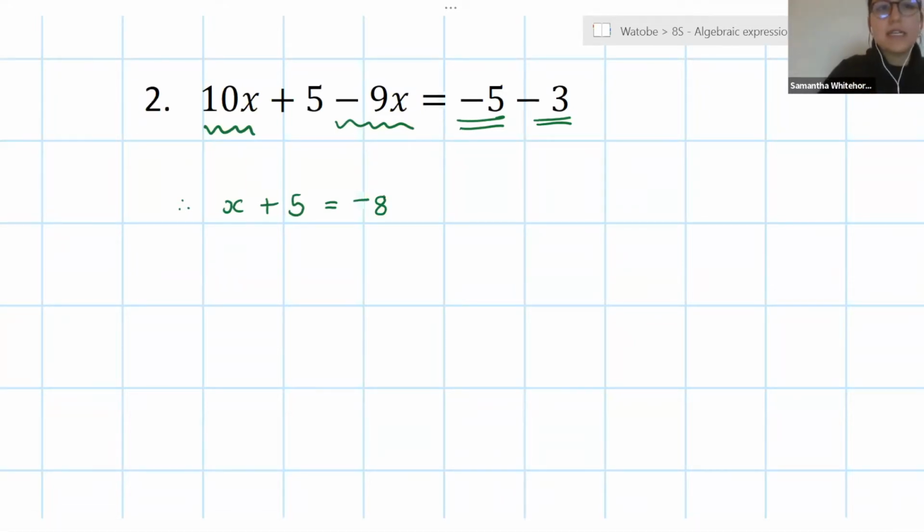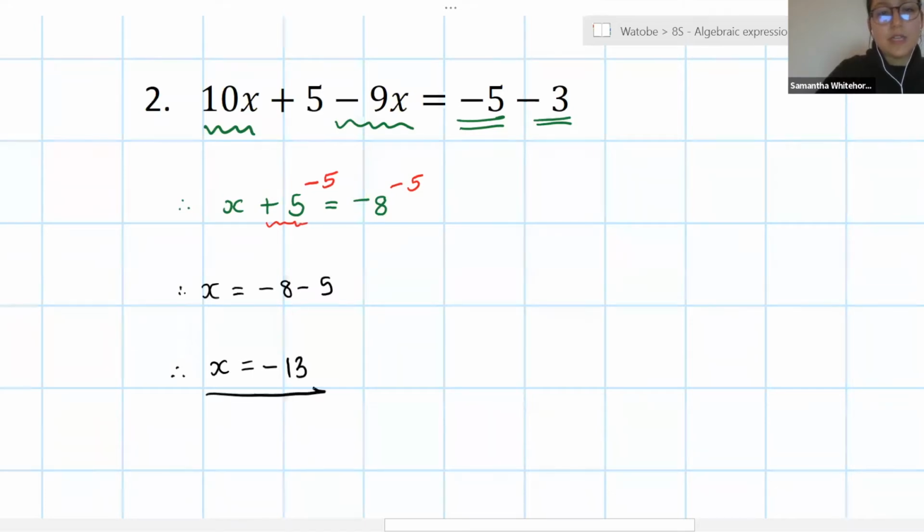Because now what I can see is that I essentially need to deal with this +5. In order to do that, I do my opposite operation. So I -5 on both sides. And so what I'm left with is x is equal to -8 minus another 5. And so x is equal to -13. If you can simplify, sometimes that's quite useful because it makes the equation a lot easier to deal with. If you hadn't done that, that's also not the end of the world. You will end up with the same answer because you'll end up simplifying later on anyway.